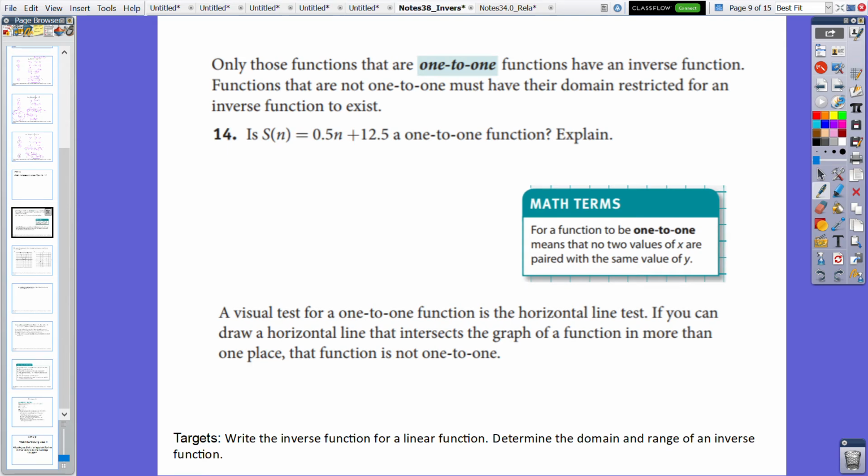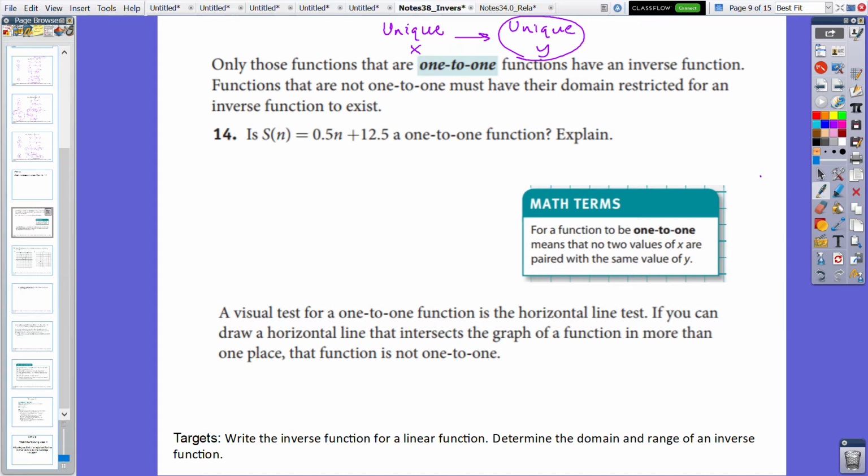Why do we need to find the inverse of a function? First of all, we need to have a couple things figured out. Only those functions that are one-to-one functions have an inverse function. One-to-one basically means this, that every unique x, so every unique input, has exactly one unique output or unique y value. So basically everything hinges on the y's now.